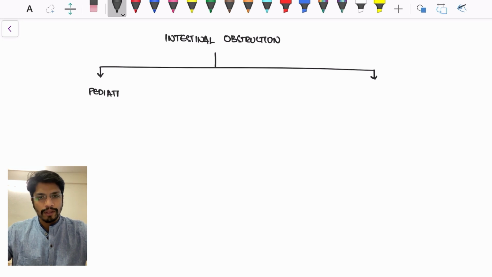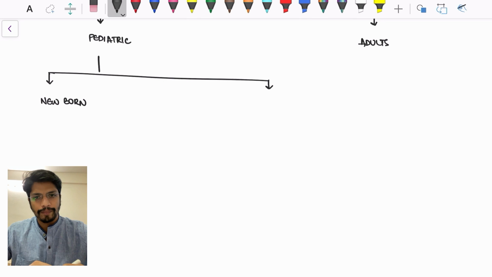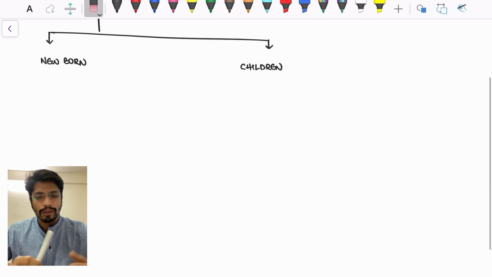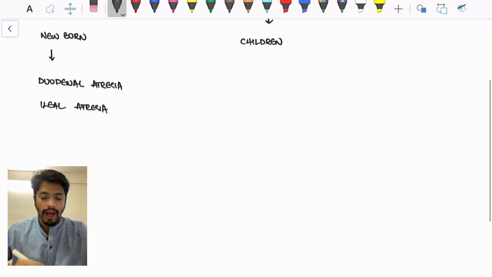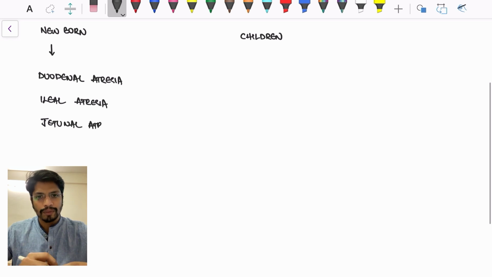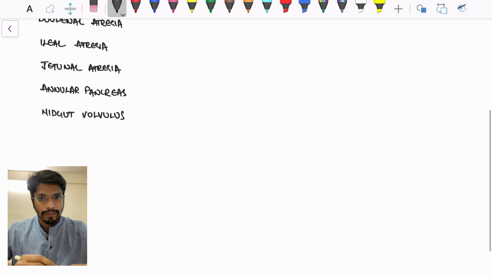Okay, let's start the topic with the different types of intestinal obstruction. We'll divide grossly into pediatric and adult groups. In pediatric, again this is classified into newborn and children. In newborns, those are the embryological anomalies like duodenal atresia, jejunal atresia, ileal atresia, annular pancreas, where the pancreas completely surrounds the second part of the duodenum, and midgut volvulus, and even hypertrophic pyloric stenosis. So these are all the causes of intestinal obstruction in newborn.